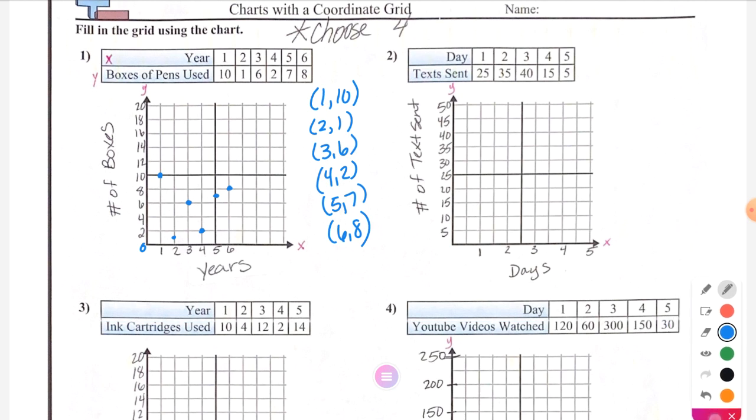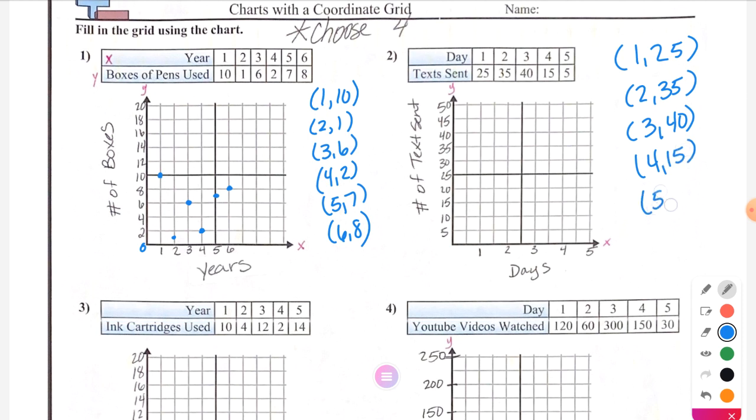Okay, number 2. Carter, give me the coordinates, the ordered pairs that you came up with. 1, 25; 2, 35; 3, 40; 4, 15; and 5, 5. 1, 25. Gabe, help me graph 1, 25 or plot 1, 25. Go over 1 and up to 25. Yeah, I go over to the 1 and then up to the 25. Next one, Elise. Go over 2 and up to the 35. Over to the 2, up to the 35. Clara, next one.